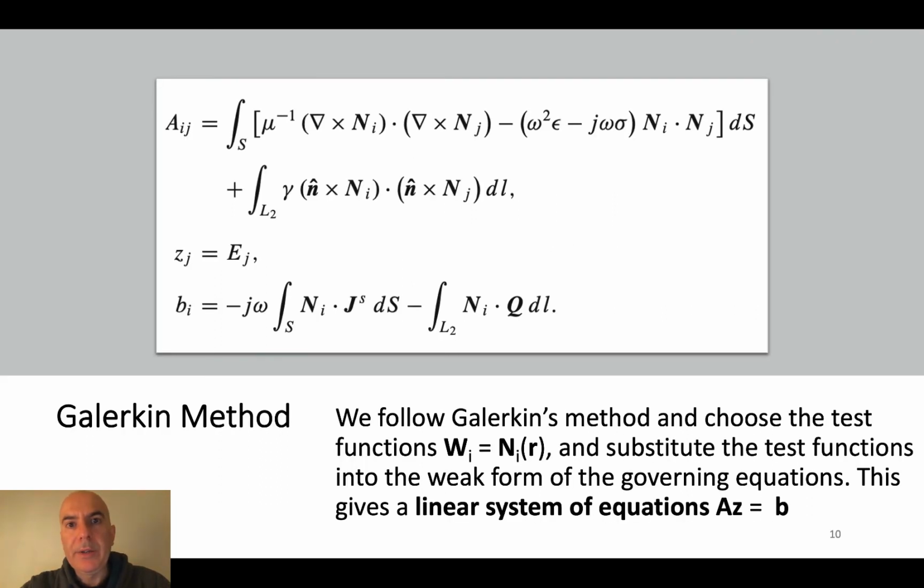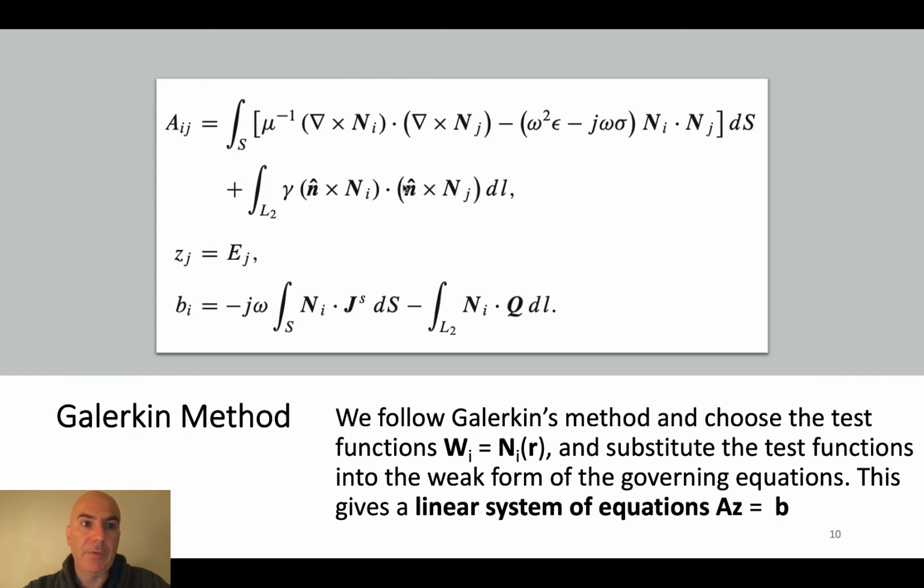We are using the Galerkin method. The Galerkin method is when we use the basis function as a test function or a weight function. So in this case we follow the Galerkin method and choose the test function W_i equal to the basis function N_i. And then we substitute the expansion in the weak form of the governing equation. This gave us a linear system of equations A multiplied by Z equal to B.